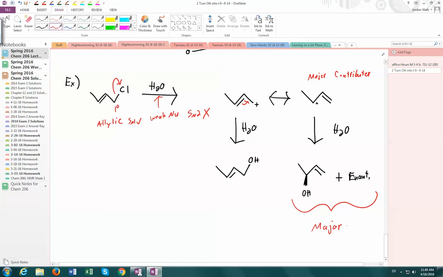Yeah, the major products are going to result from the major resonance contributor. This is the more stable carbocation, so it's going to have more positive charge buildup. The primary will have less positive charge buildup, and so we end up with this as the minor. Any last questions?